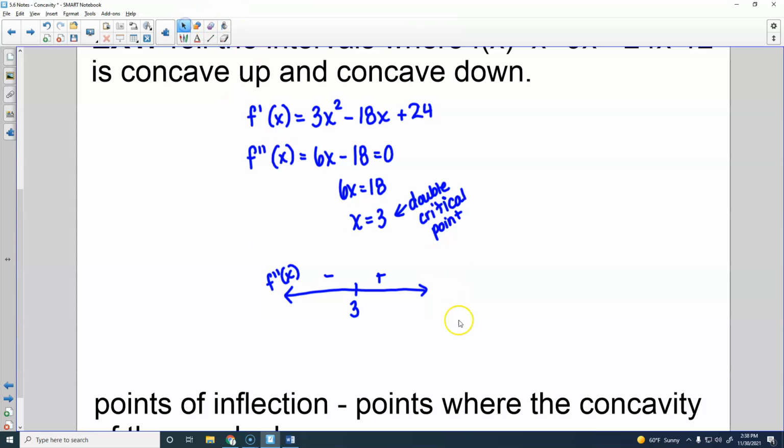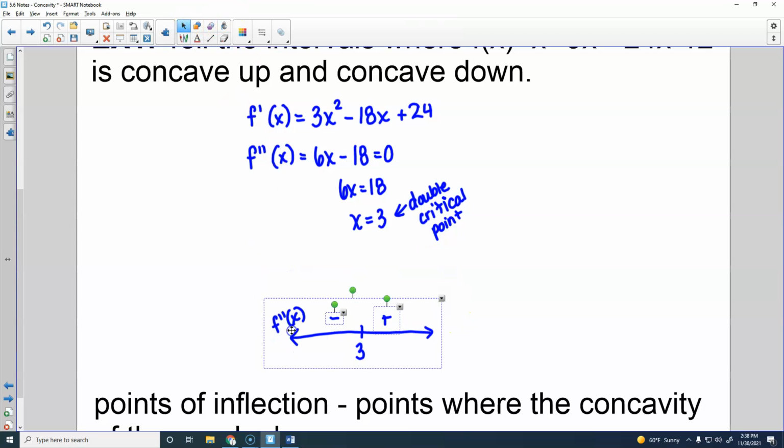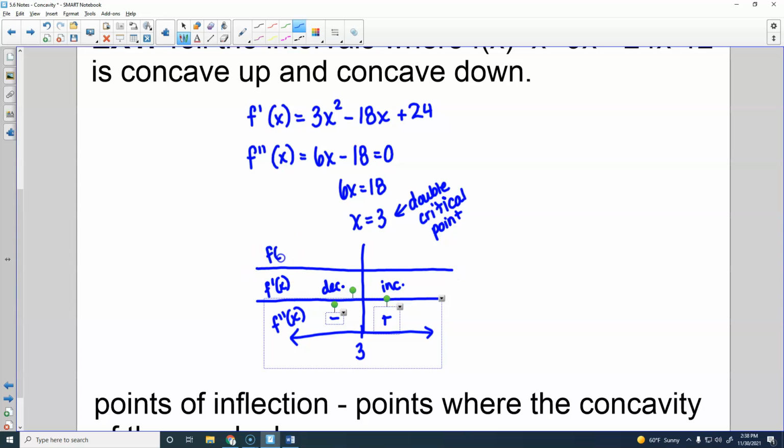So, let me move this down a little bit. If this is my second derivative, then it tells me that f prime is decreasing here and increasing here. And then it tells me f of x is concave down here and concave up here. So, from negative infinity to 3 is concave down.